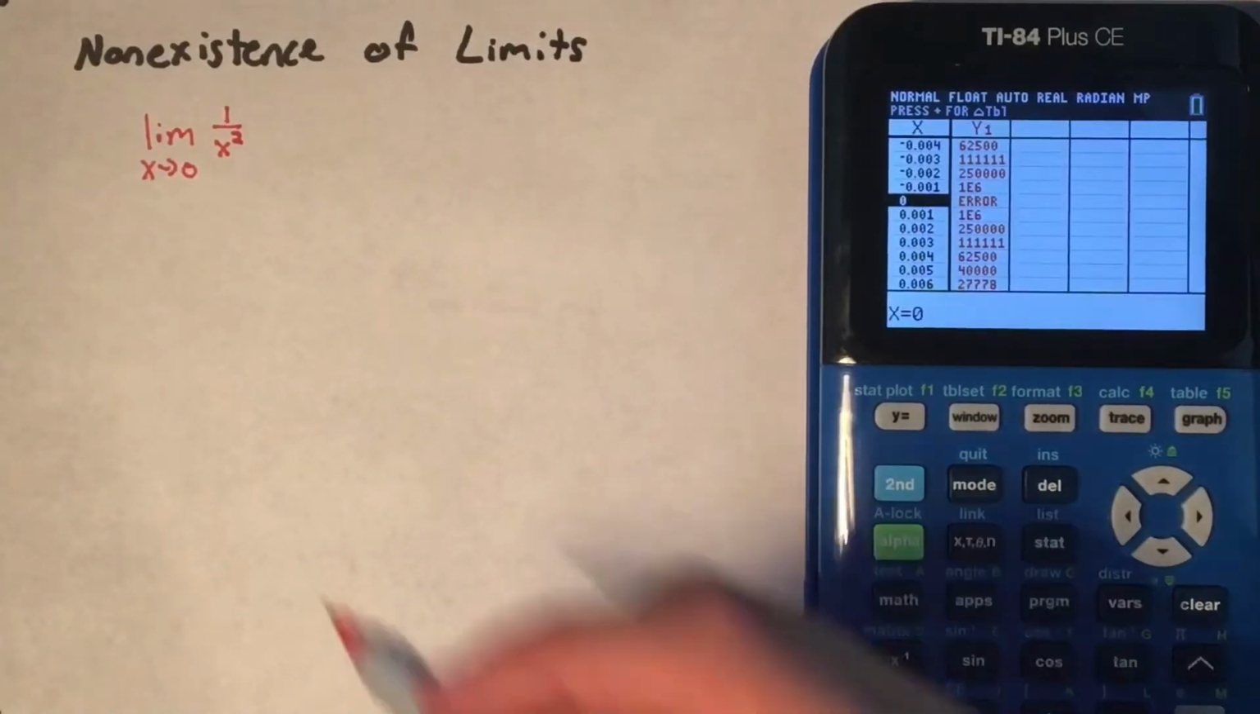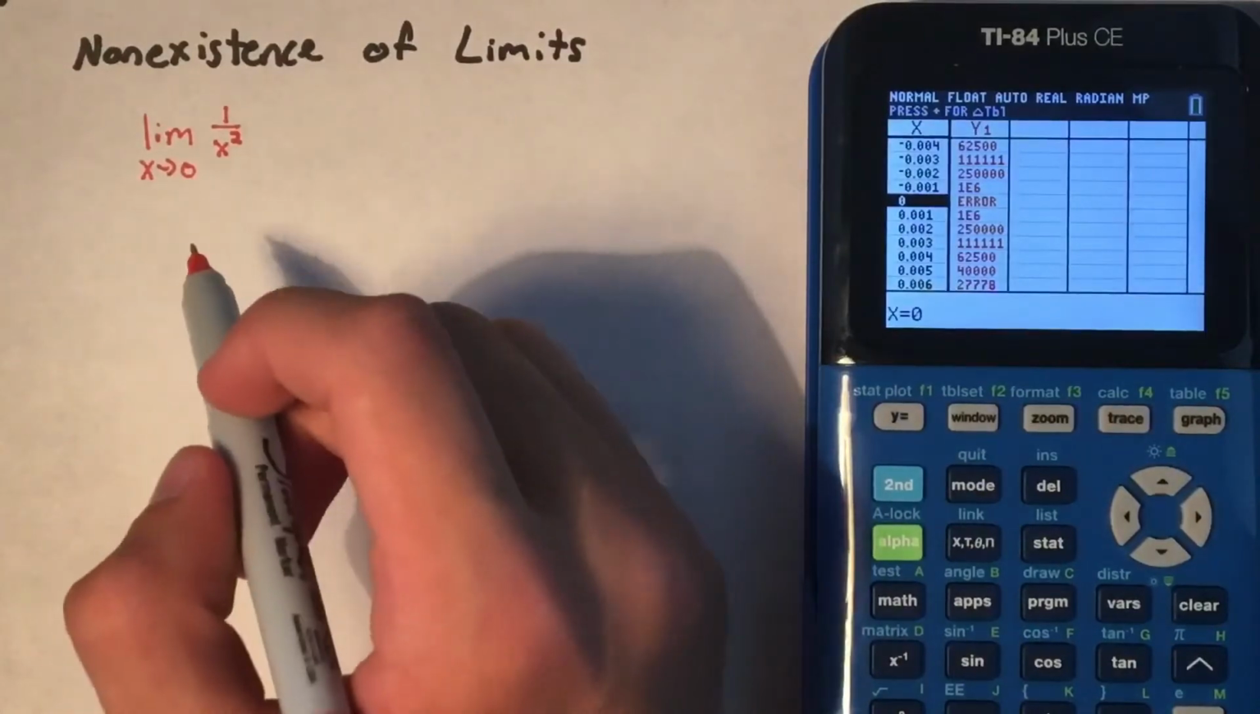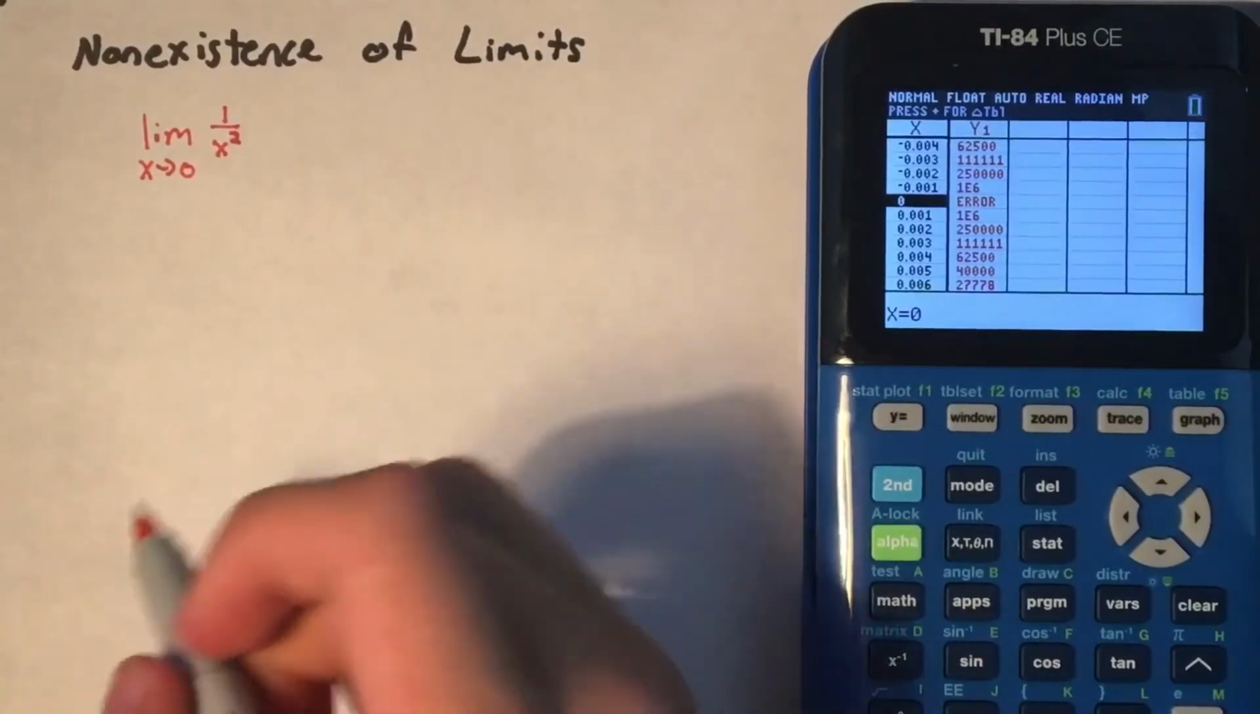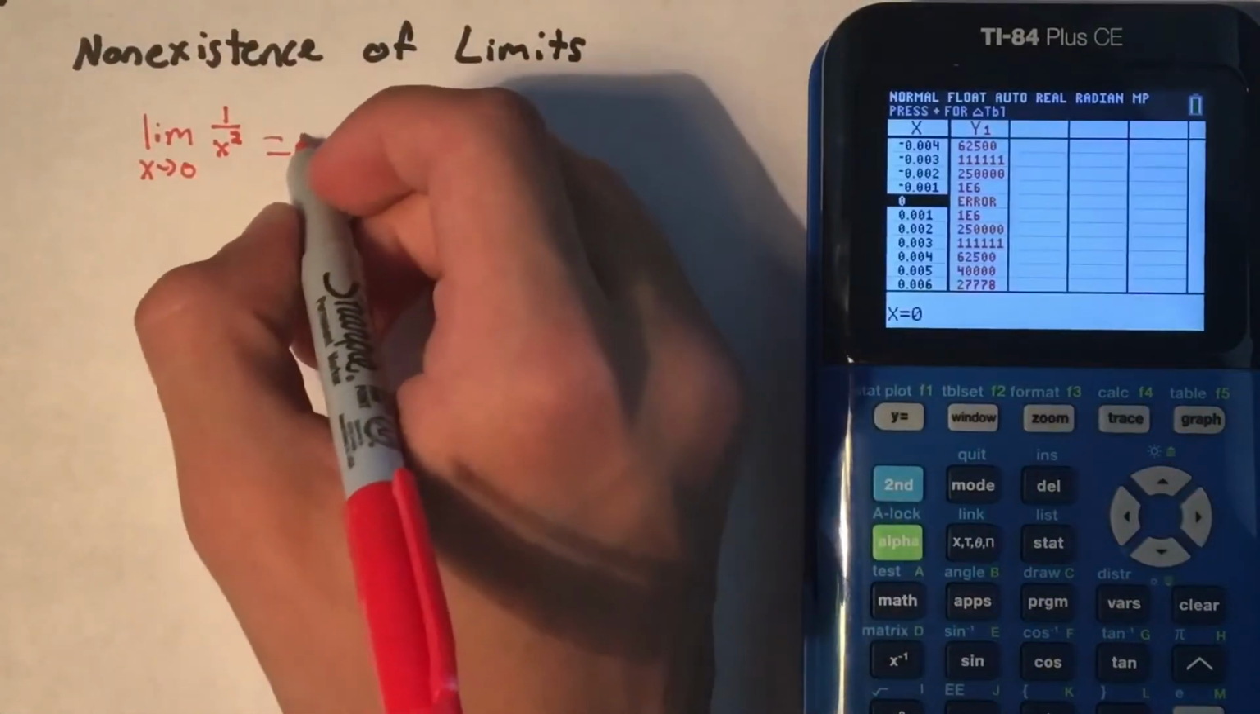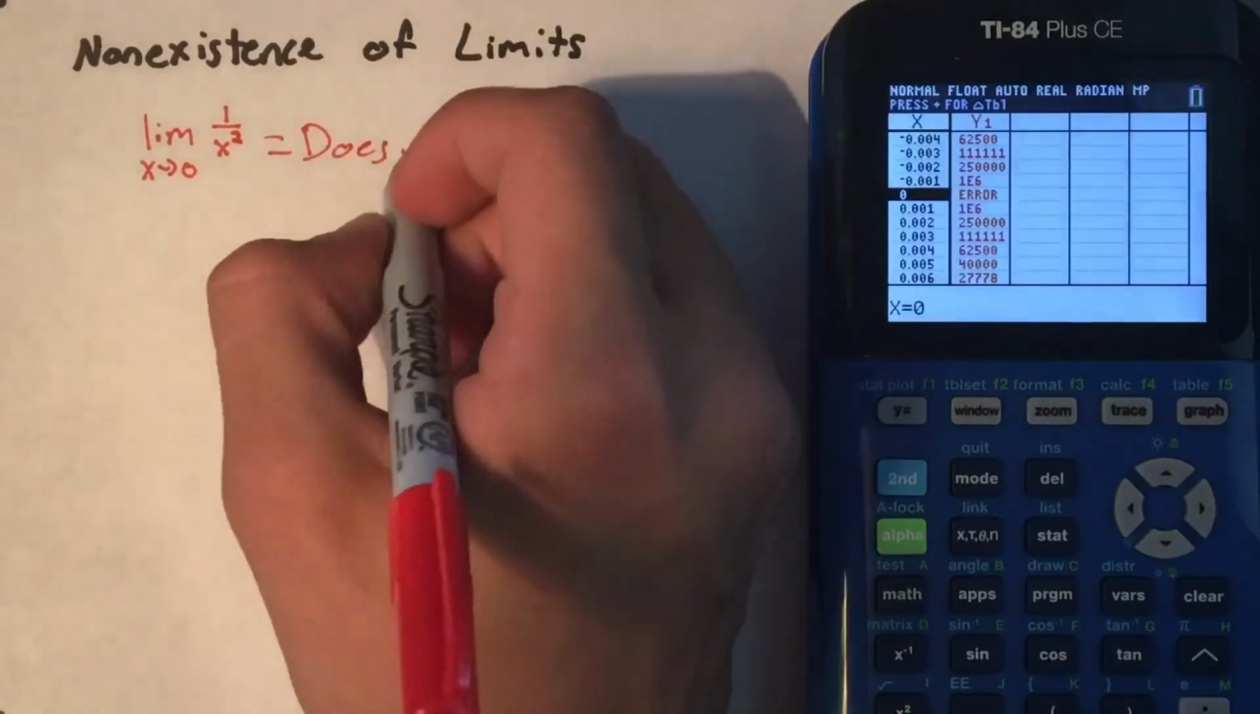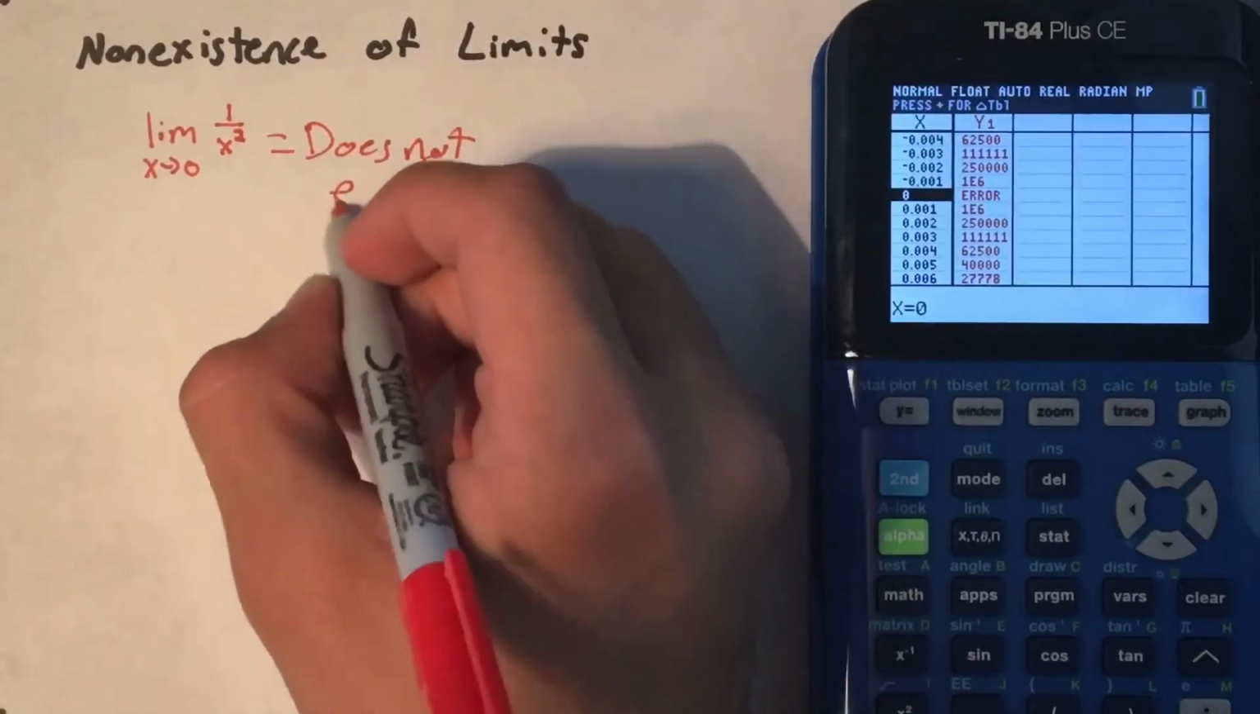Therefore, the limit as x approaches 0 of 1 divided by x squared does not exist.